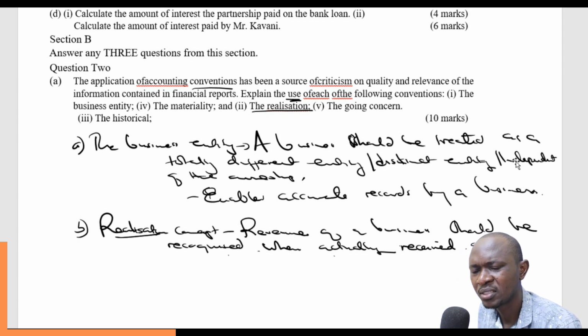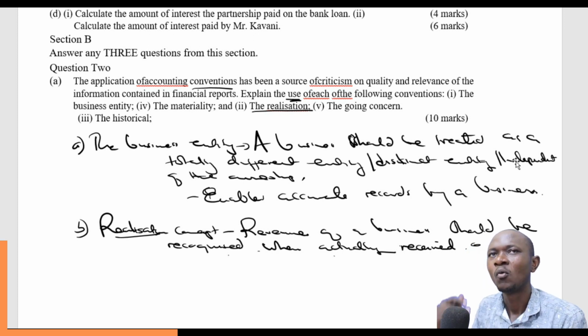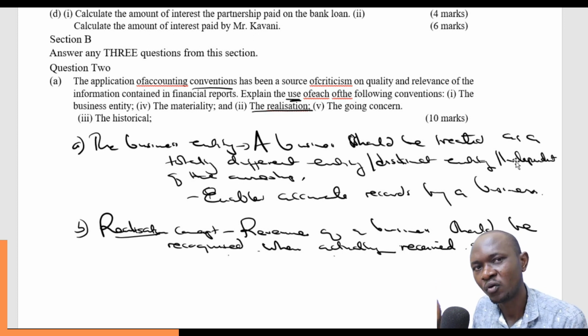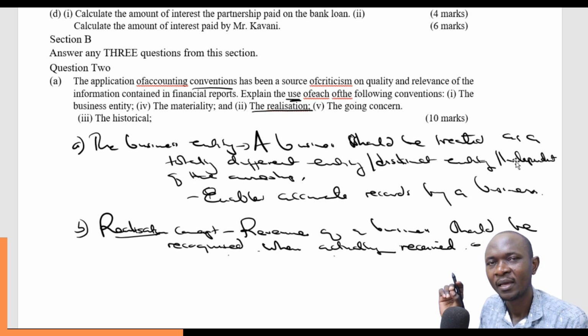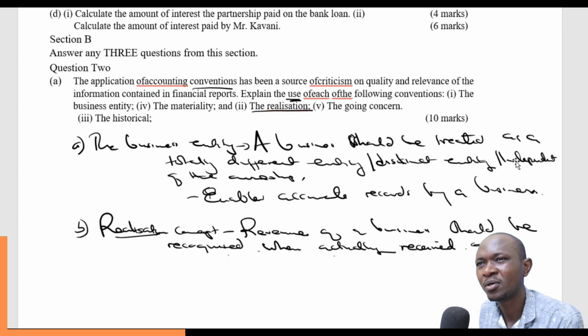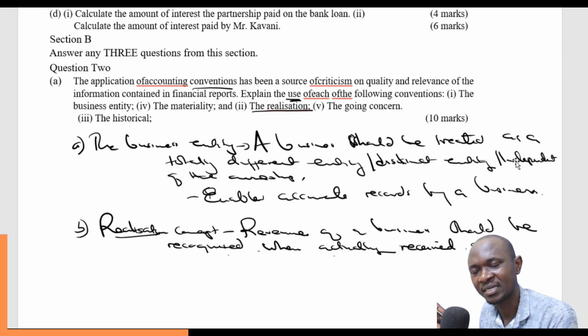So realization simply says that we should not count something as having received when in reality we have not received it. We should be patient enough, wait until we receive it. That is the only time we can record it as having been received. You know, sometimes somebody can promise you that I'm going to pay you tomorrow. So that is not enough for you to count that as having been received. Wait until you receive before you can go ahead and record.